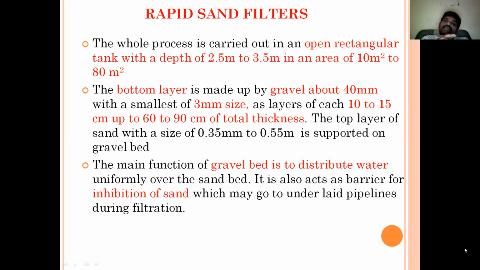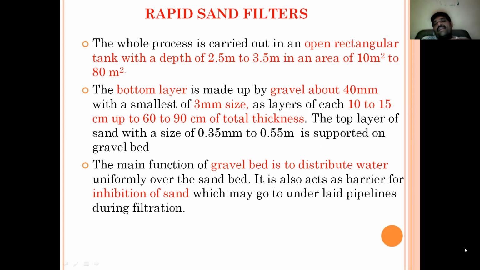Rapid sand filters: the whole process is carried out in an open rectangular tank with a depth of 2.5 meters to 3.5 meters in an area of 10 square meters to 80 square meters. Understand? So, an open rectangular tank with a depth of 2.5 meters to 3.5 meters in an area of 10 square meters to 80 square meters.